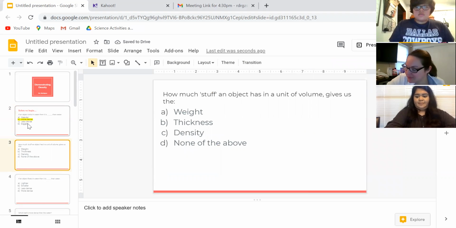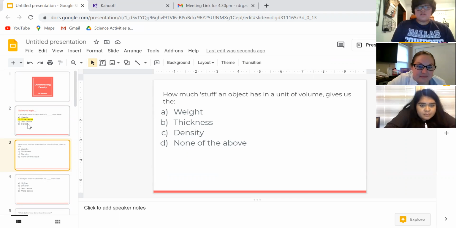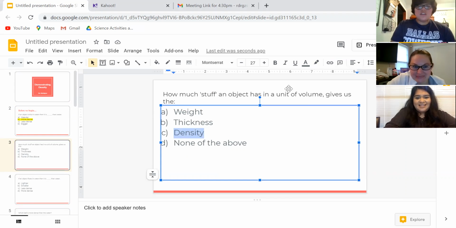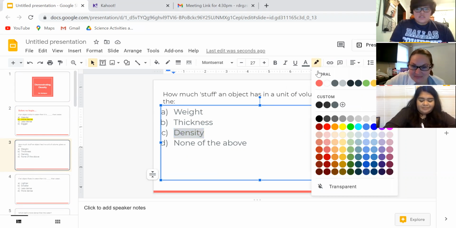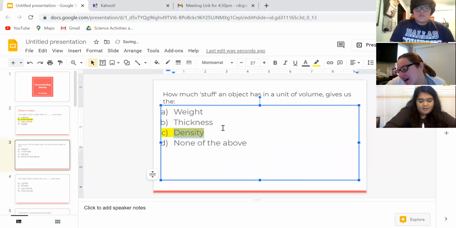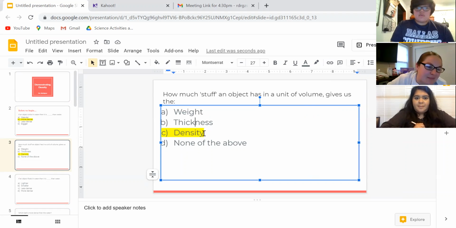Okay. All right. So moving on to number 2, it said how much stuff an object has in a unit of volume gives us the, what did you guys get for this one? Is it weight? How about you, Wendy? What did you get? Density. Density. Okay, so good job to you, Wendy and Allison. The correct answer here was density. But I'm so glad that you brought that up because we're going to clarify that confusion that we might have with the weight and density during the lesson.